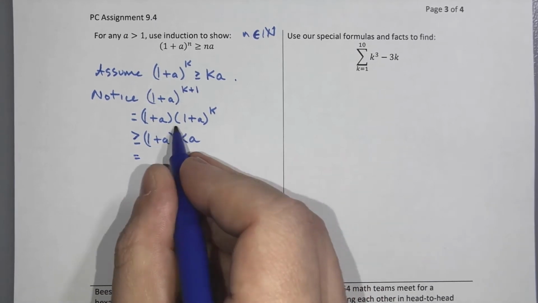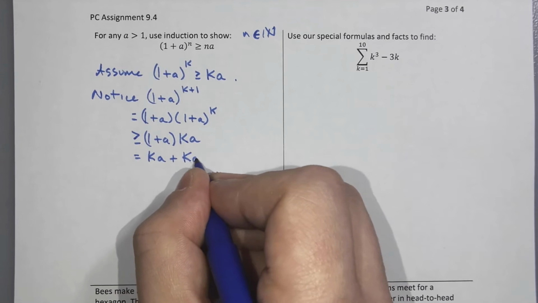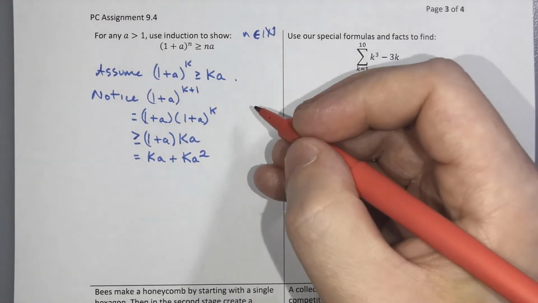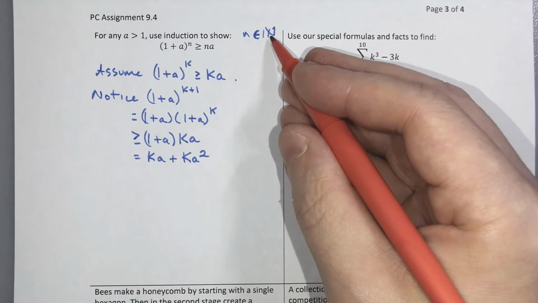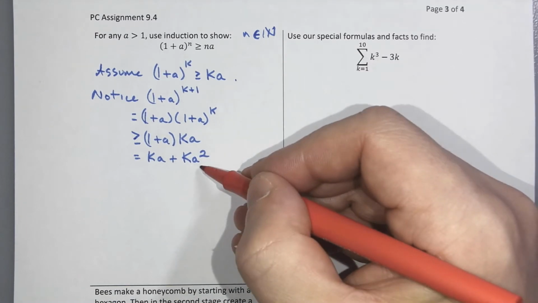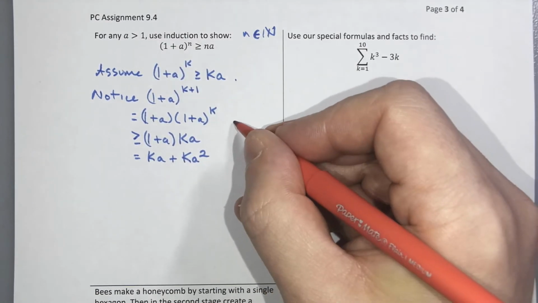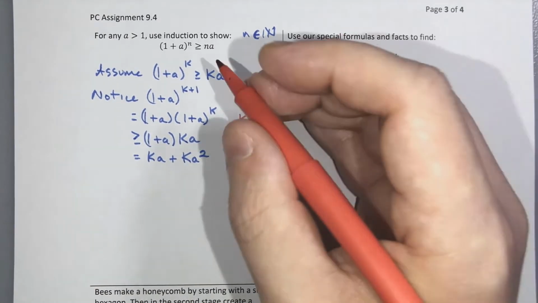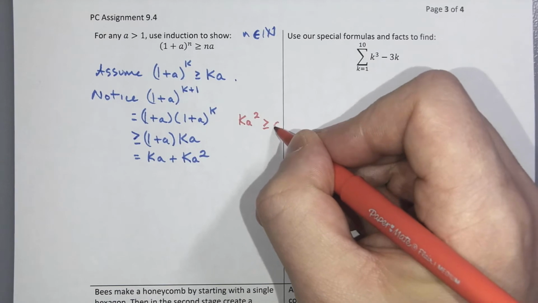And this yields, let's see, by distributive properties, ka plus ka squared. Now here's where we're going to have to do a little bit of sub-argument on the side, but it's not too bad because if you think about it, k is a natural number, so it's certainly bigger than or equal to 1. And then a was said to be larger than 1. So that would mean that whatever ka squared is, it shouldn't be much of a jump to say that you believe that this is bigger than or equal to a.